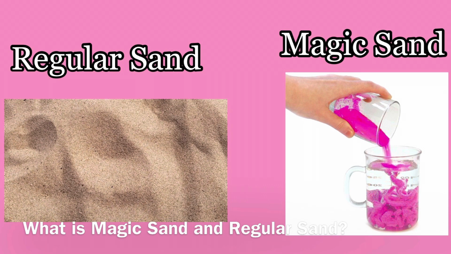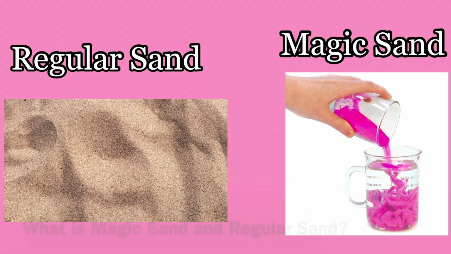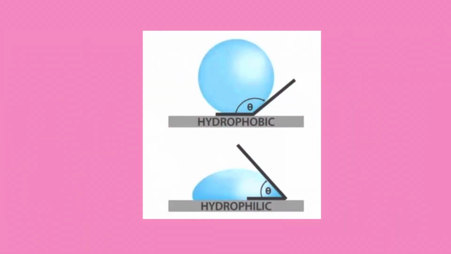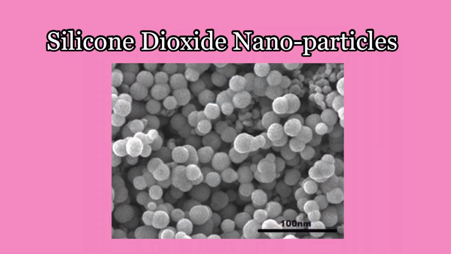What is the difference between magic sand and regular sand? Magic sand is hydrophobic, which means it repels water, whereas regular sand is hydrophilic and absorbs water. This property of magic sand is due to a coating of silicon dioxide nanoparticles on the surface of the sand grains. The nanoparticles form a thin layer around each grain of sand, which creates a barrier that prevents water molecules from coming into contact with the sand grains. This property is known as hydrophobicity. Here is a picture of the silicon dioxide nanoparticles up close.